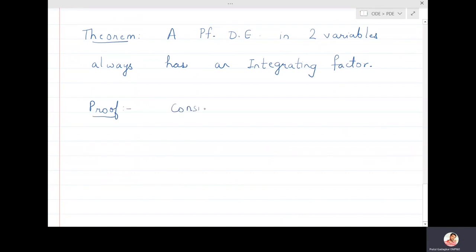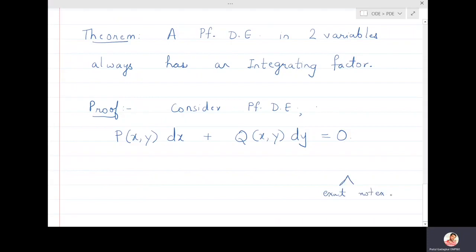So let us take a Pfaffian differential equation in two variables, given by P(x,y) dx plus Q(x,y) dy. Now we don't know whether this Pfaffian differential equation is exact or not exact. We just know that it is a Pfaffian differential equation in two variables. Still, we want to find an integrating factor, so we have to handle both cases.